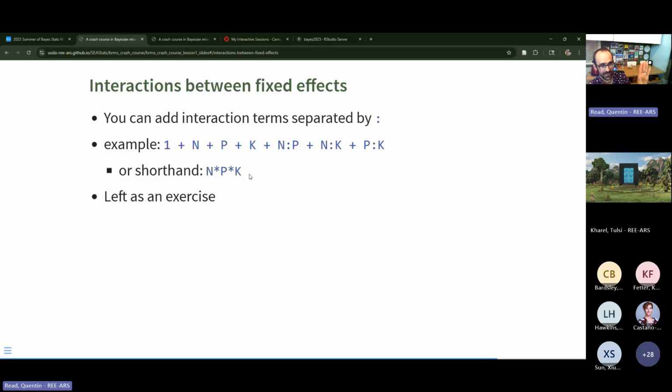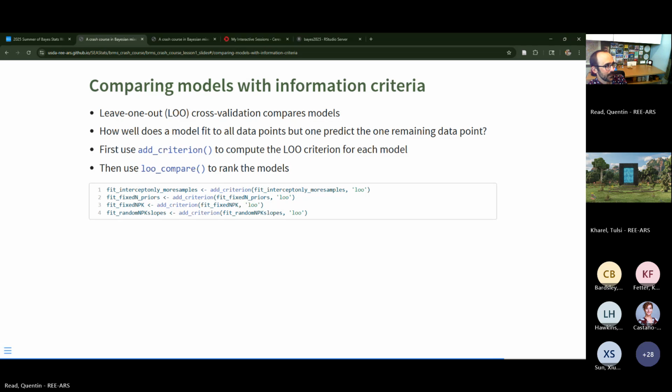But I left that as a homework problem because if you want to add interaction terms to the model, you can find it in the exercises. Okay.